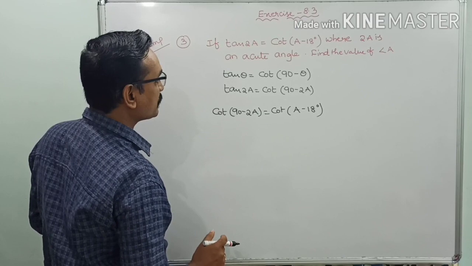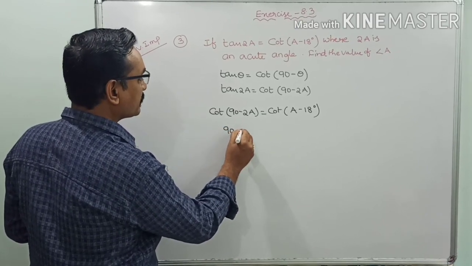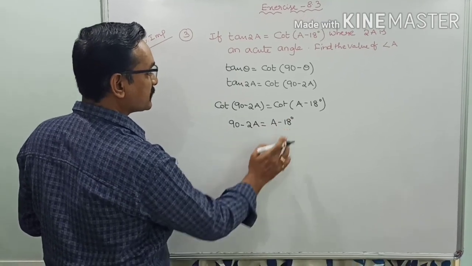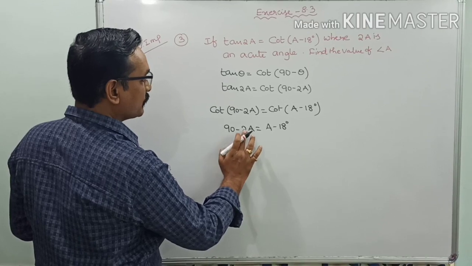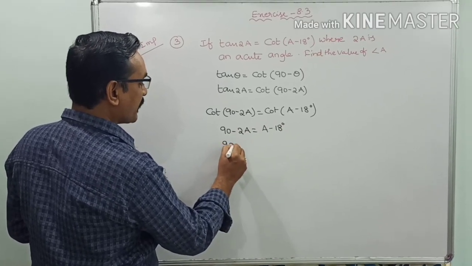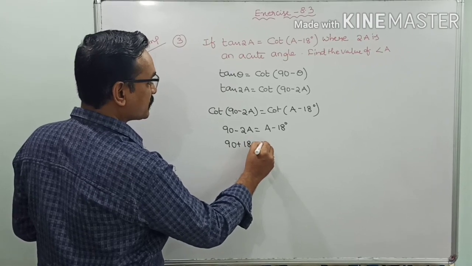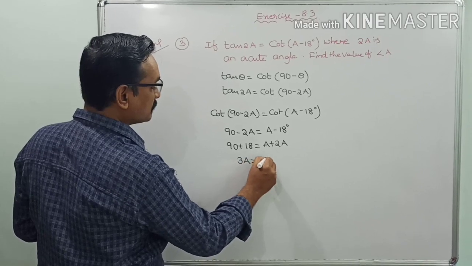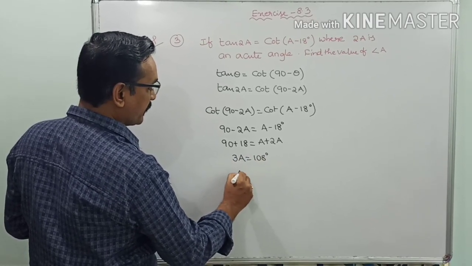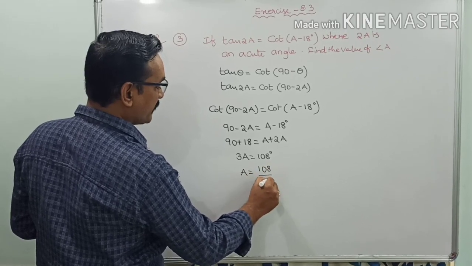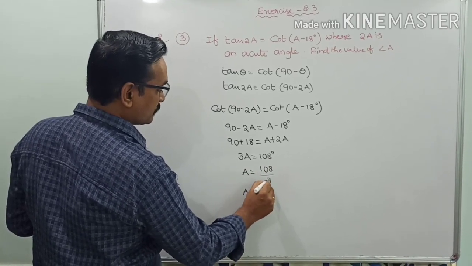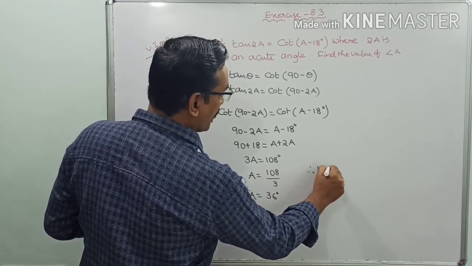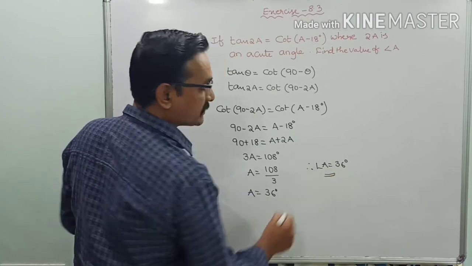Both sides we can cancel cot, and we can write 90 minus 2A equals A minus 18 degrees. Transpose minus 18 degrees to this side, and 2A to that side. So 90 plus 18 equals A plus 2A. Then 3A equals 108, then A equals 108 by 3. 3 3s are 9, 3 6s are 18. Therefore, angle A equals 36 degrees.